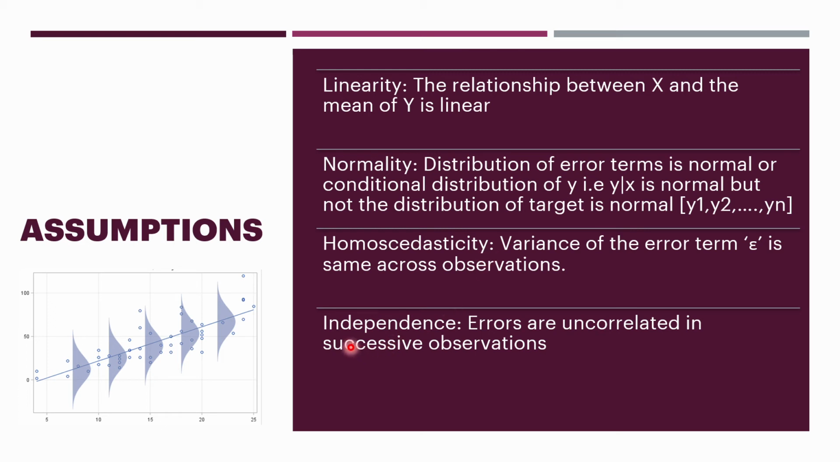The last assumption is independence. It says that errors are uncorrelated across observations. So all these error terms are uncorrelated, that means one error does not have any bearing on the second error. They don't have any dependency. They are completely independent, so the data is not dependent data, rather it's independent data. That is why we are able to deal with this using linear regression. So these are the four important assumptions that we are making while building a model.